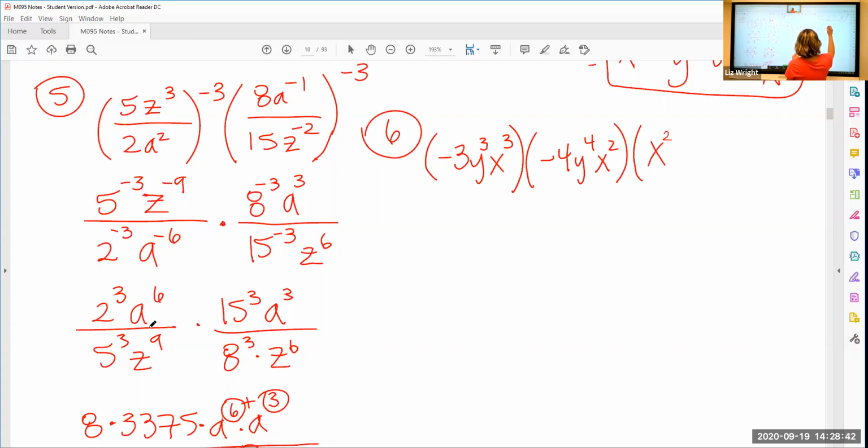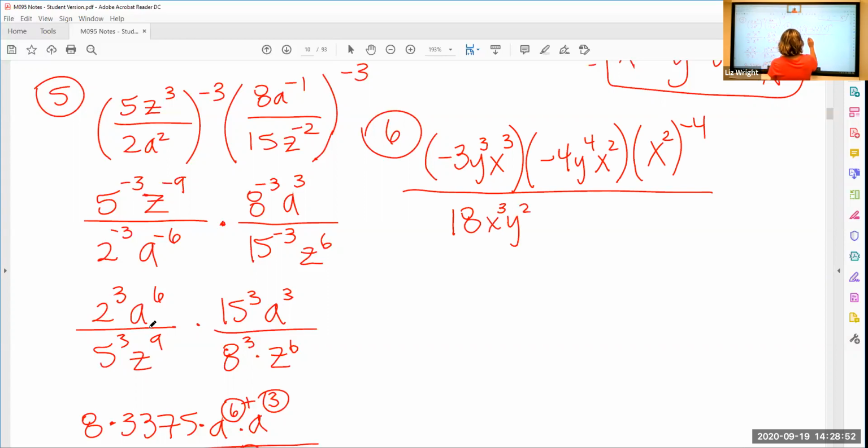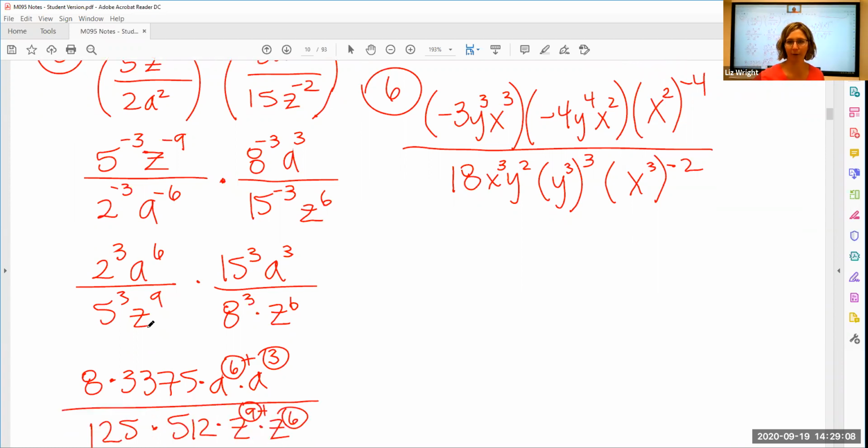times x squared, and we're raising it to the negative 4th power. And we are going to put that all over 18x to the third y squared times y to the third raised to the third times x to the third raised to the negative second. So once you, again, pause the video, try it out, see if you can get it, and then compare with my work here.